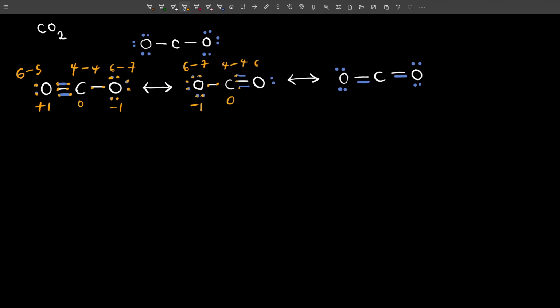You know where I'm getting this 6, this 4, and this 6 from? That's the number of valence electrons in the free state of the atoms. Am I getting that across? So 6 minus how many electrons are around this oxygen? Let's count. 1, 2, 3, 4, 5. So that should give me plus 1. Same goes for this atom. We have 6 minus, let's count 1, 2, 3, 4, 5, 6. That should give me 0.